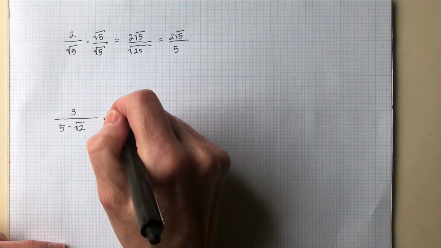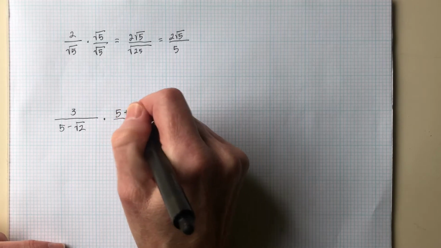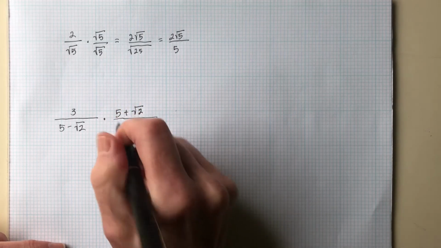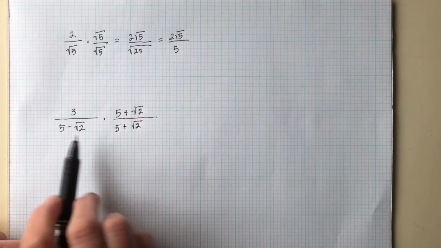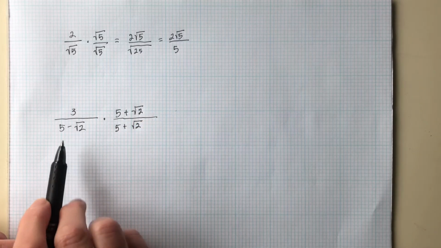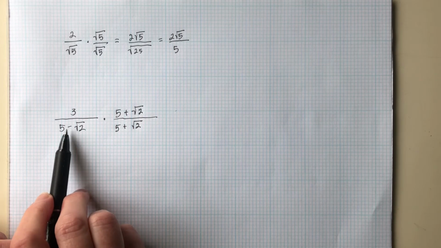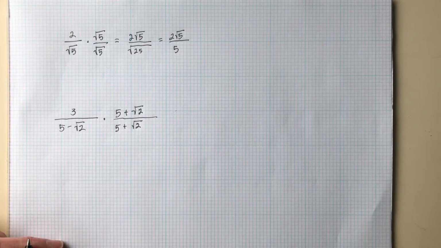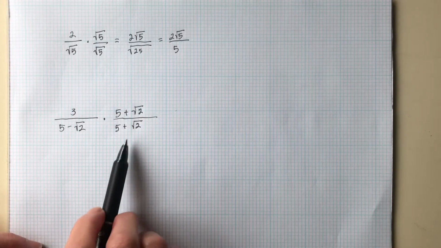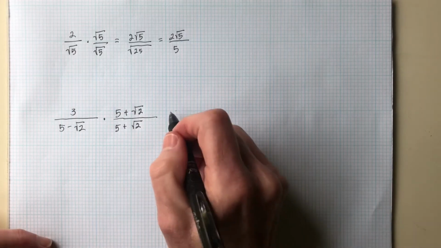We multiply by this thing called the conjugate, which sounds very fancy or complicated, but it's not. All it is is this expression, and you change this sign. So if you have subtraction, you change it to addition like we did here. If you were to have addition, you would change it to subtraction. And here's why that works.